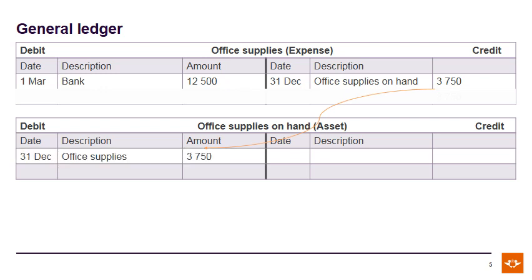Let's go back to the office supplies expense account. Later on in the unit, you will learn about closing off. So we are not going to calculate a balance here, but the difference between the debit and the credit side of this account will give you an amount of 8,750. That amount represents actual stationery used during the year, and therefore the actual expense for the year.